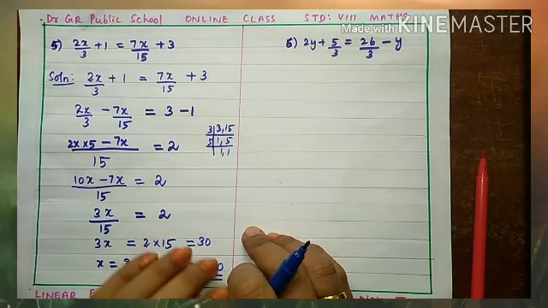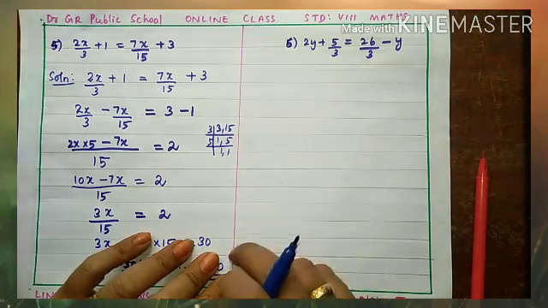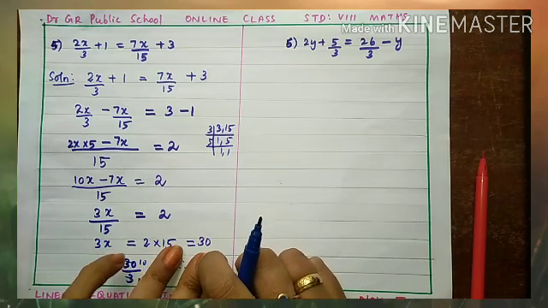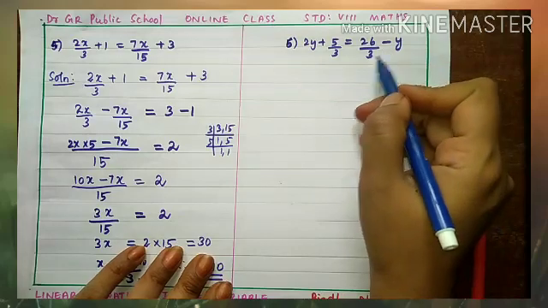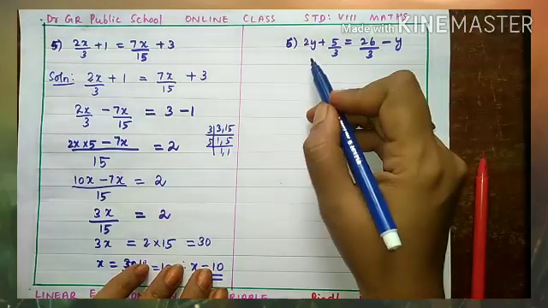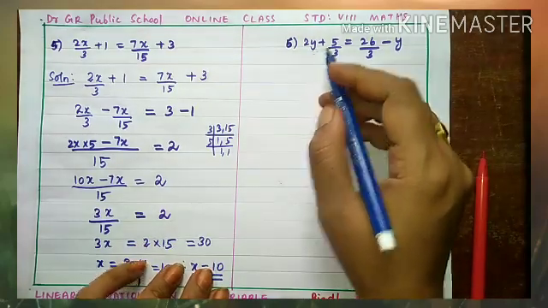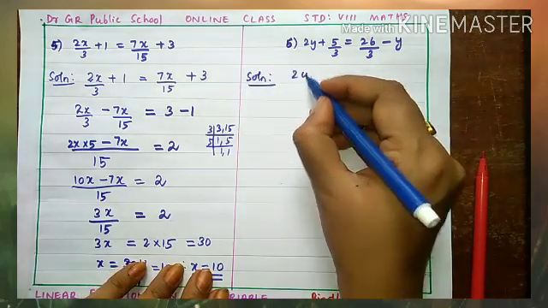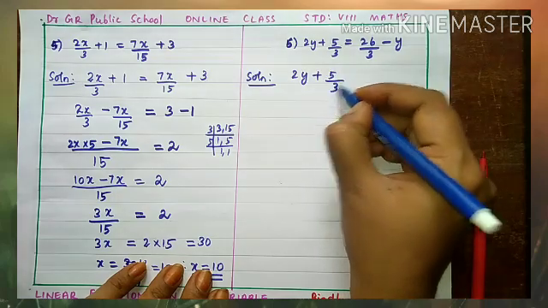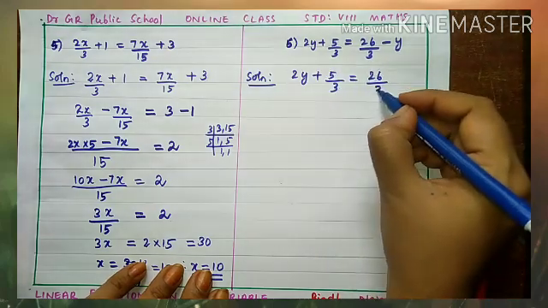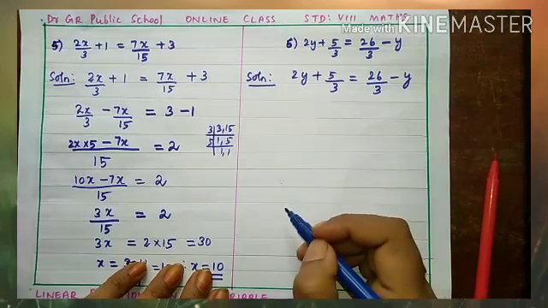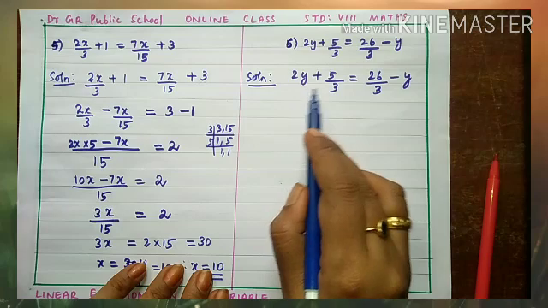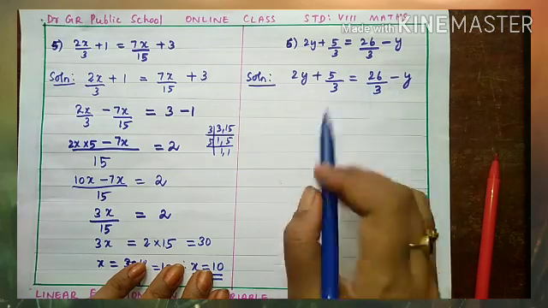Okay. Yes children, now your sixth question. What is your sixth question? 2y plus 5 by 3 equals 26 by 3 minus y. Here your variable is y. Yes. Start the solution. Write the equation once. 2y plus 5 by 3 equals 26 by 3 minus y. Now what are we doing? We are collecting all the variable terms to LHS and numbers to RHS.